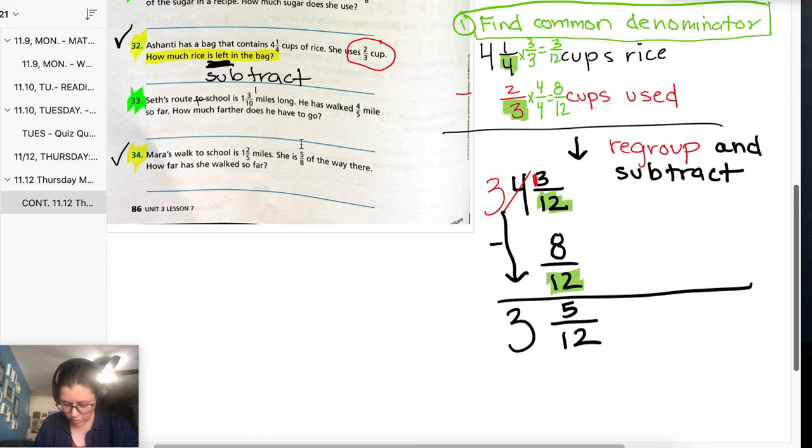And if I want to double check that I'm right, I can do the reverse. 5 plus 8 is equal to 13. So she had 3 and 13/12 total cups of rice.